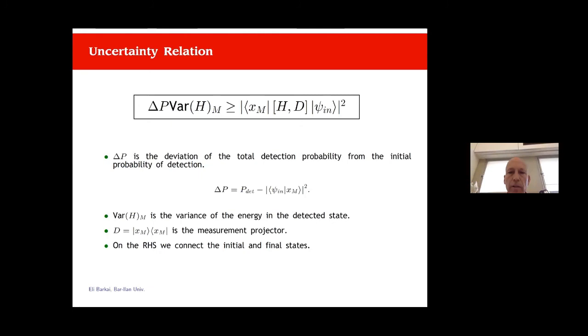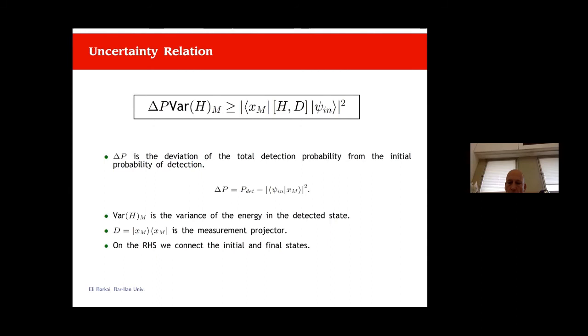And then you need, like in other types of uncertainty relations, these are always related to some commutation. So this is the commutation relation of H and D. D is the projection which is describing the measurements, and you calculate this matrix element between the initial state and the final state. What is the final state is where you eventually detect the particle after many attempts, xm. So if you know these matrix elements, you have a lower bound to P detection. So again, here it's a connection between the initial and final state, because during the measurement, you are changing the wave function. And this gives you a lower bound.